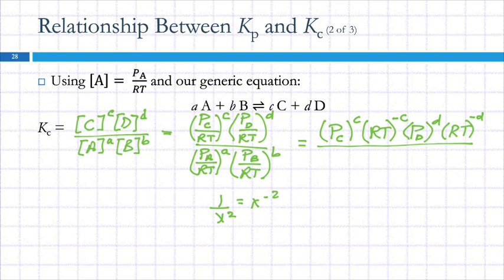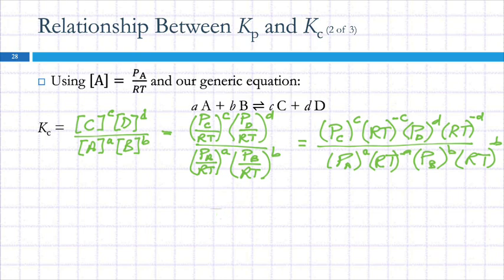Can't blow stuff off when we're wearing a stupid mask. PA to the a, RT to the negative a, PB to the b, RT to the negative b. So that doesn't exactly look simpler, does it? This and this and this and this is the expression for Kp. Gosh.